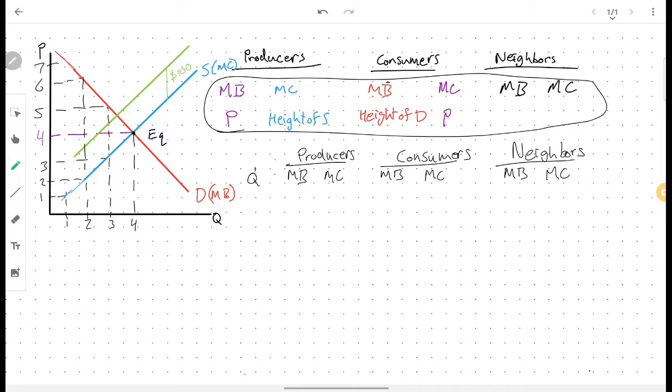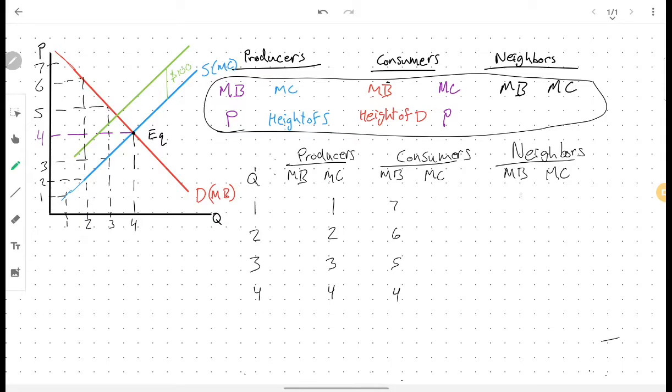Now, we want 1, 2, 3, 4. And we could go up to 5 if we wanted to, but we don't really need to. Well, the marginal benefit to producers, let's just talk about the marginal costs. So we know it cost them 1,000, 2,000, 3,000, 4,000. And what's the marginal benefit to consumers? Well, we have 7, 6, 5, 4. Okay.